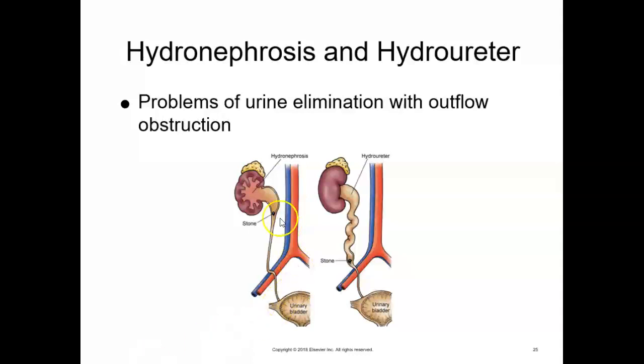And you can see in these pictures here in your PowerPoint presentation where a stone is causing an obstruction, resulting in hydronephrosis. Lay person term would be water on the kidney. And then here the stone is obstructing a little bit lower, so it's actually affecting the ureter also, resulting in hydroureter.